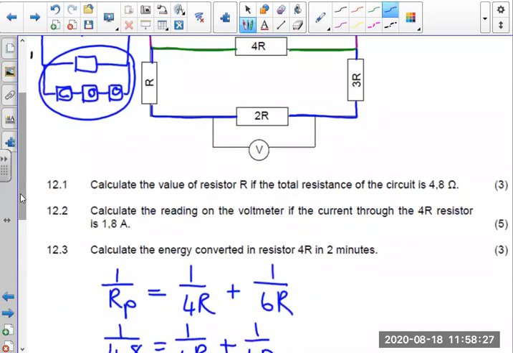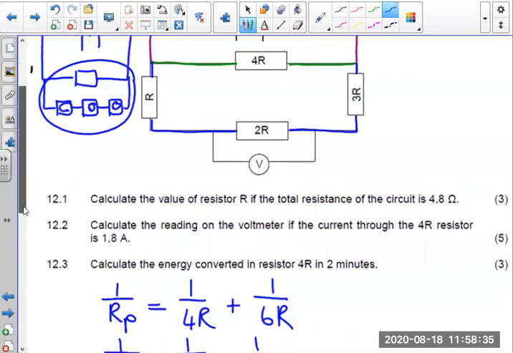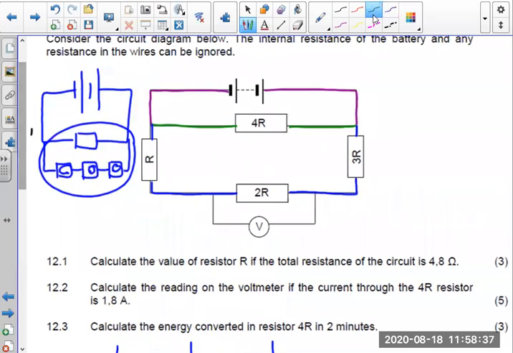Now they say, calculate the reading on the voltmeter if the current through the 4R resistor is 1.8. So now they give us this green current. They say if there were an ammeter reading there, the reading would have been 1.8 amps. And they want us to calculate the reading on the voltmeter. So they want us to work out the reading only over that one.